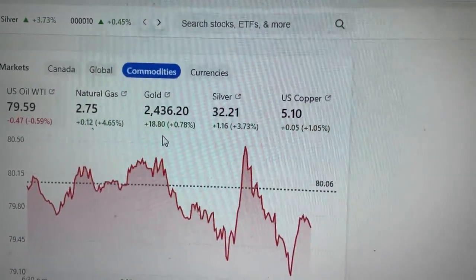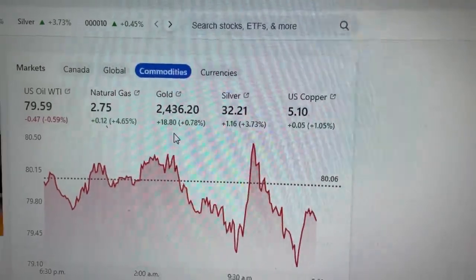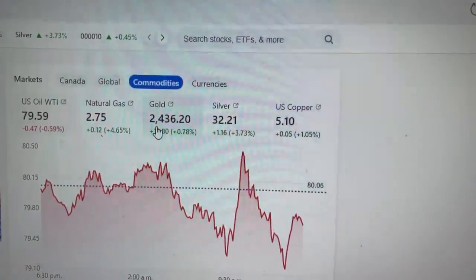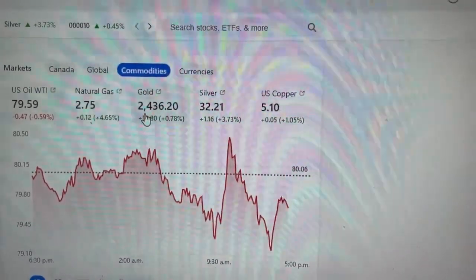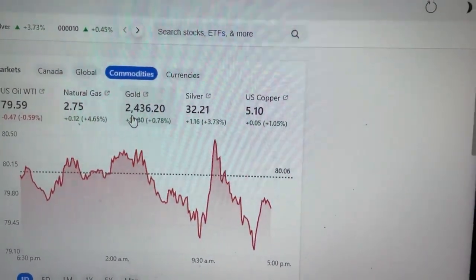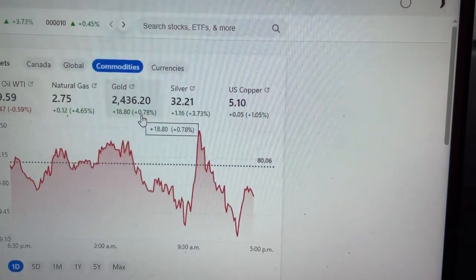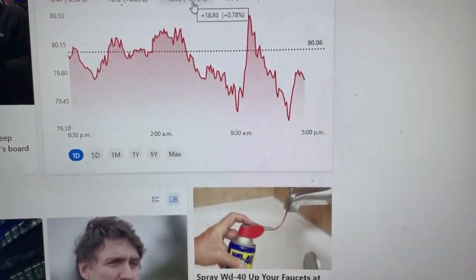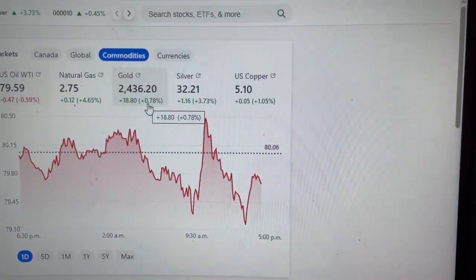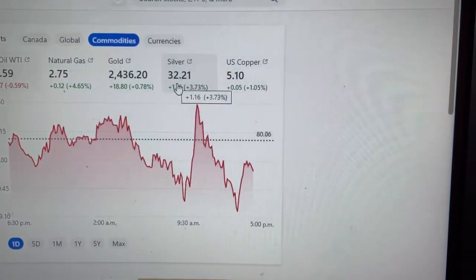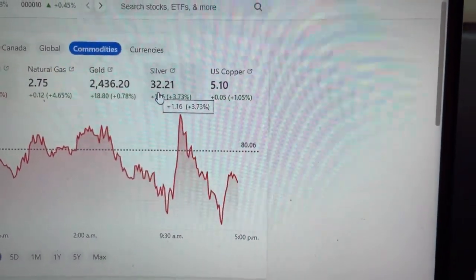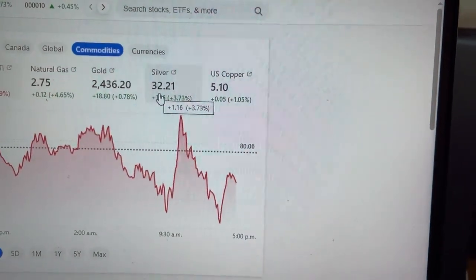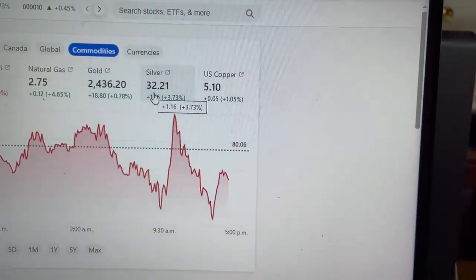That's the high of it. That's the current price of it right now, the spot price, $2,436.20. It's a 0.78% increase from last Friday. Okay, silver. Remember, it just broke $30 a little while ago, last Friday.